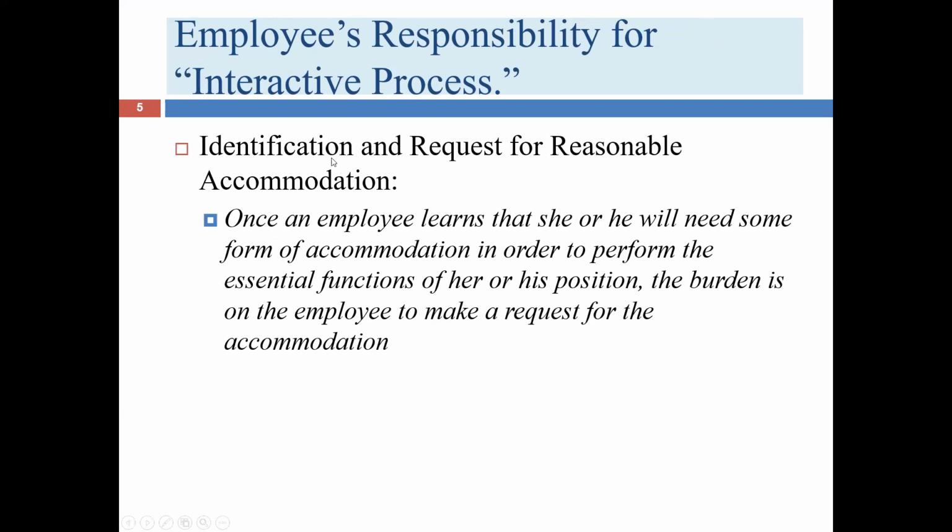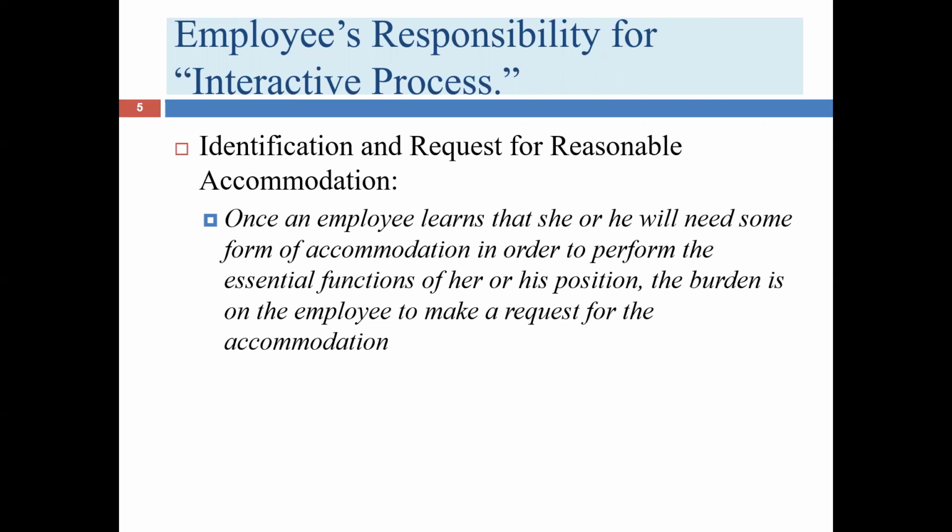Here we're talking more about that initial communication that the employee makes. So the employee needs to, first of all, share some information that would lead the employer to think, this might be a disability situation. And then hear what the employee says about what kind of accommodation is needed.